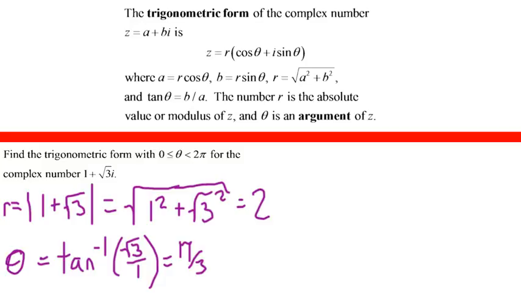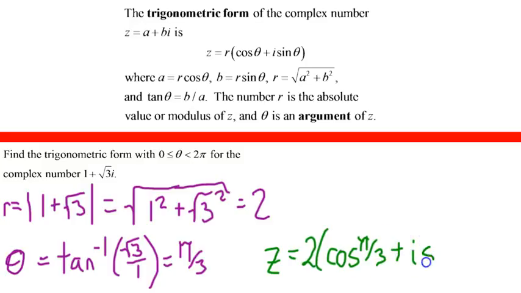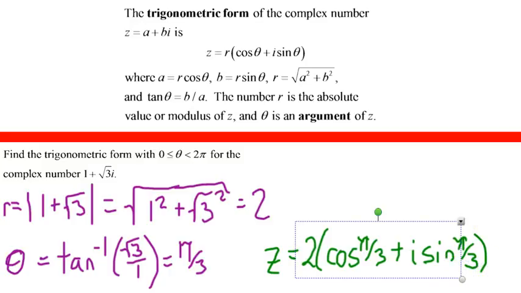So now using that trig form above, we know that z, our complex number, will be equal to our r value, which is 2, times the cosine of theta, which is pi over 3, plus i times the sine of pi over 3. So this is our complex number written in trig form.